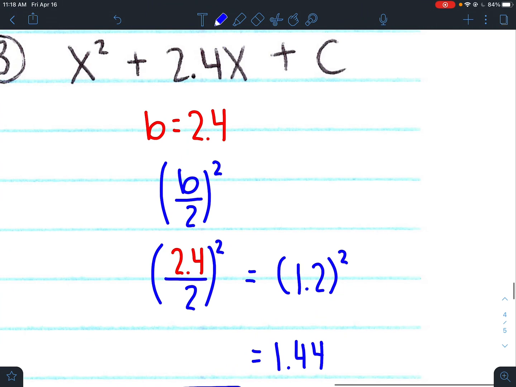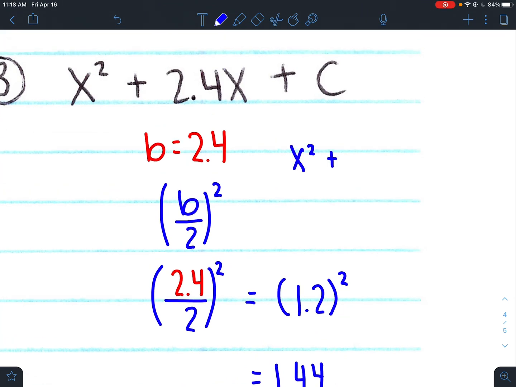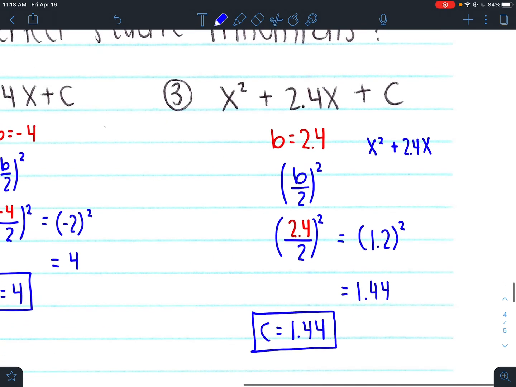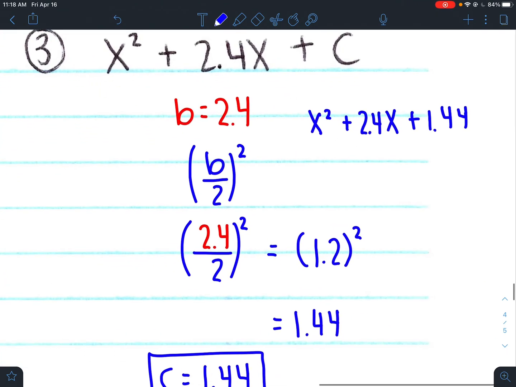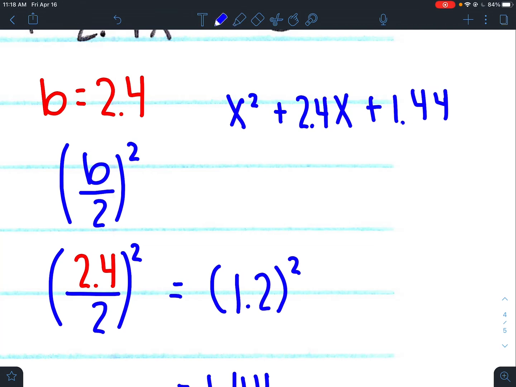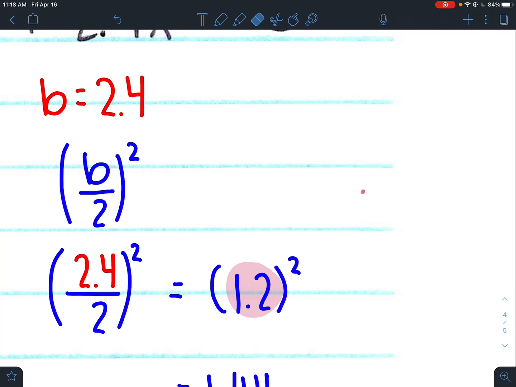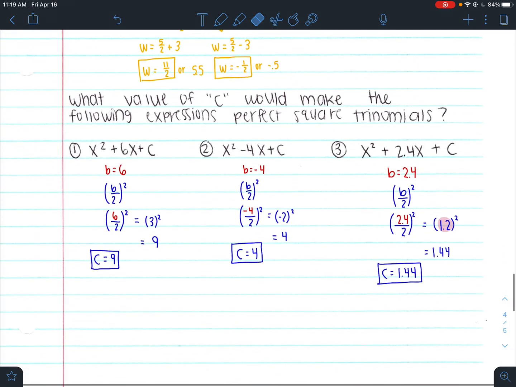And if you're curious, if you were to factor this, because right now it's x squared plus 2.4x, plus the c value that we just found, so plus 1.44. If I were to factor this using that shortcut, I know it's going to be like x something squared, and the number that would go in there would be the 1.2, so it would be plus 1.2. So you basically are able to use that shortcut with anything as long as it's a perfect square trinomial. And to make it a perfect square trinomial, you'll take your b divided by 2 and square it.